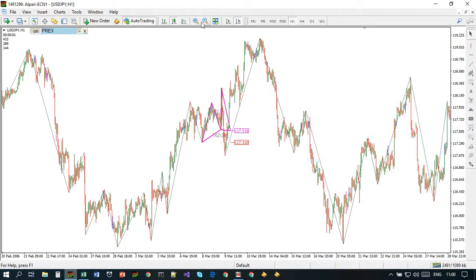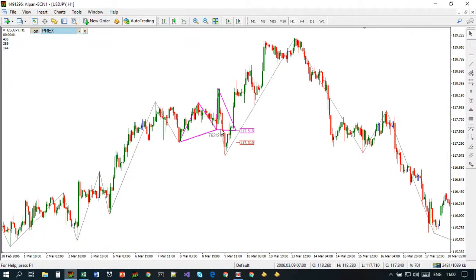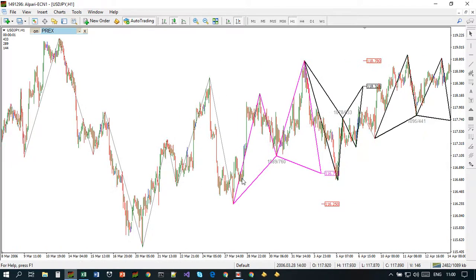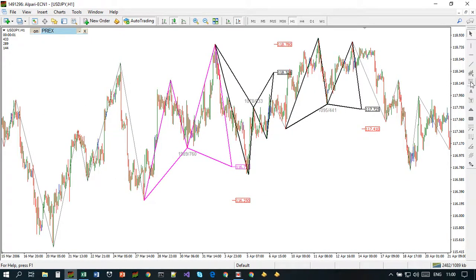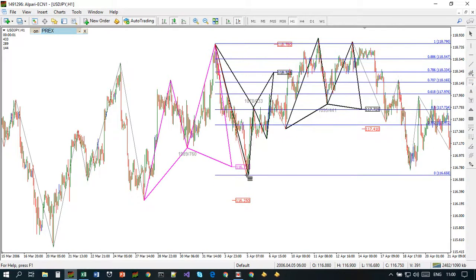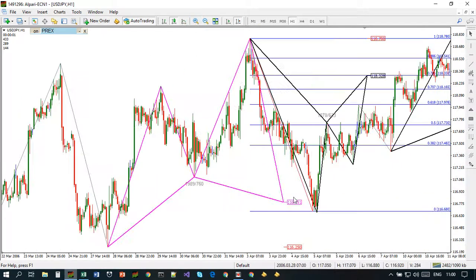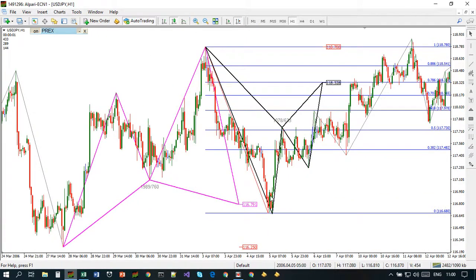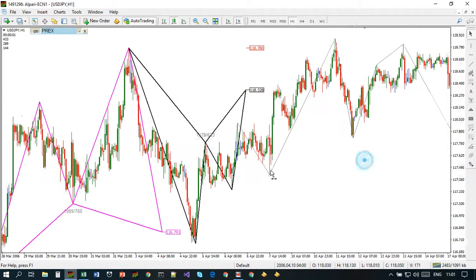Okay, another cipher pattern. Let us examine what happened. It has only red candles, so nothing happened. Another cipher pattern, and it has a sharp reversal. Let's examine. Maybe we had some green candles. No, we didn't have green candles, only one green candle. If only we had 2 green candles and then test back, then it could be a very good entry.